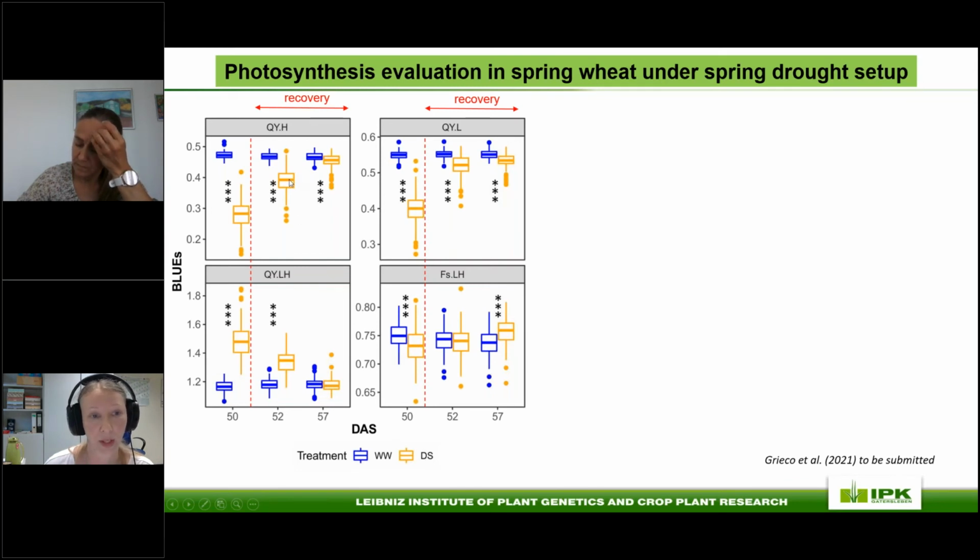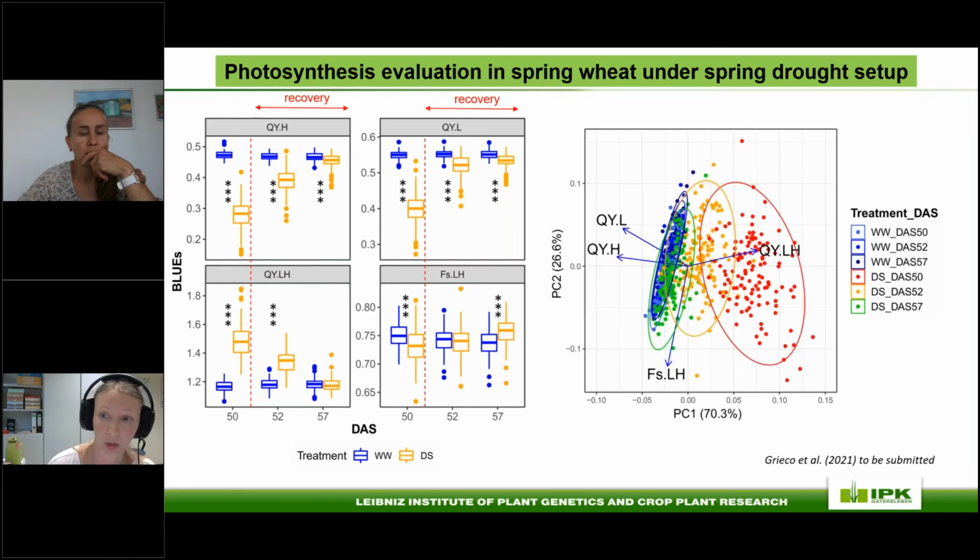Then comes the plant recovery, and the parameters more or less go back to where they were before in the well-watered treatment, so almost come to the same values as in the well-watered treatment, not immediately, but at this 1 week of recovery you still see some differences, but you will see later in another data set that they completely level off. So the photosynthesis was not so damaged that it could not recover anymore, or the plants were not so damaged.